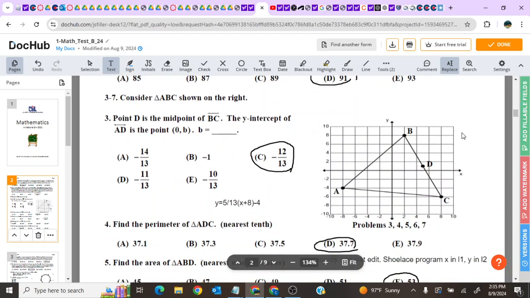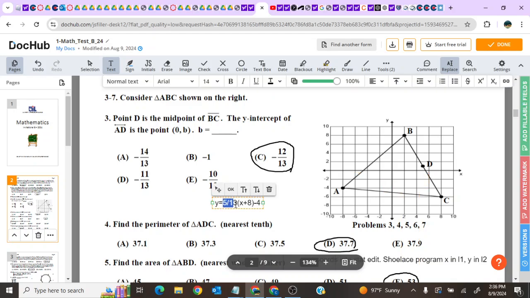Consider the triangle ABC. Point D is the midpoint of BC. The y-intercept of AD is 0, b. What is b? Well, this is just a line really. So figure out the slope and choose a point. The slope goes up 5, from -4 to 1, and it goes over 13, from -8 to 5. So you'll get an equation with a slope of 5 over 13.